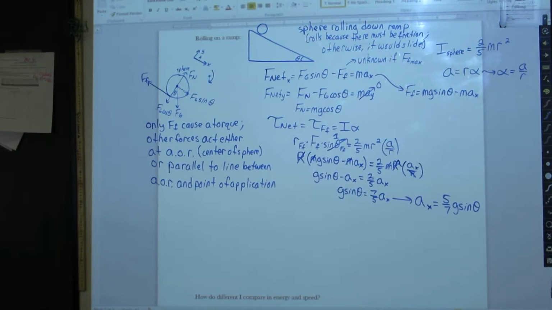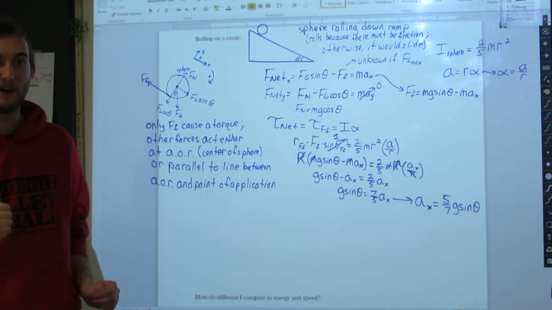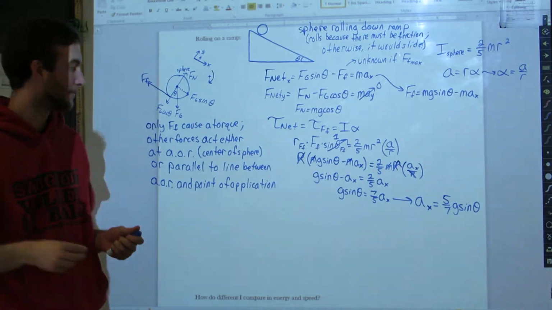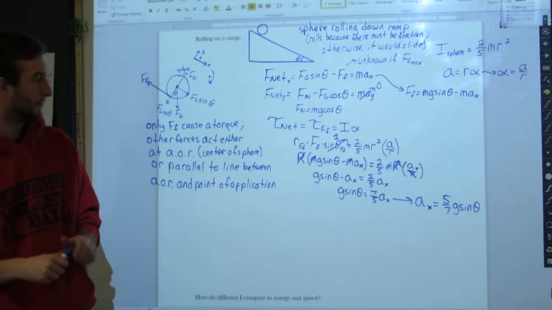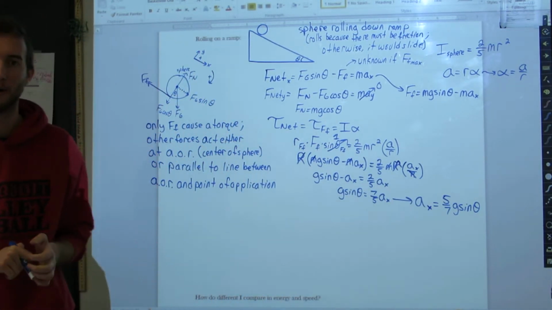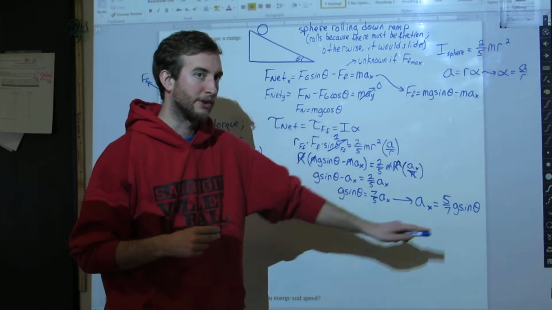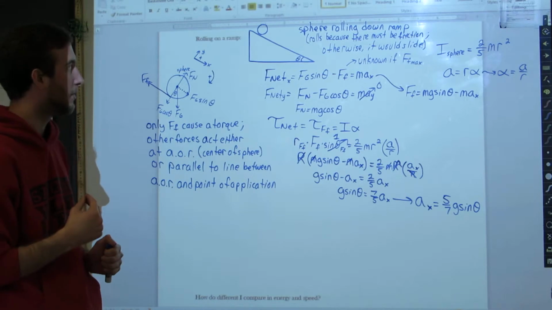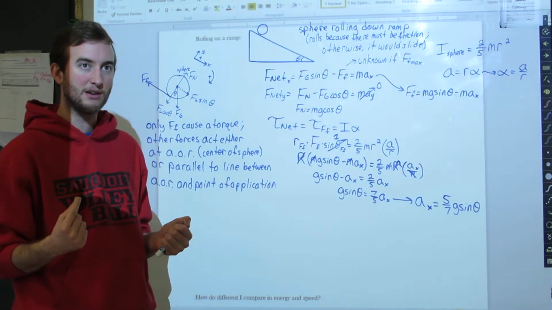So what I want you to remember from this is that back when we did simple ramp problems and found the acceleration of an object sliding down a ramp, the acceleration was just g sine theta. Now it's 5/7 g sine theta for a sphere rolling down a ramp. This goes with what we said. The acceleration is now less. The acceleration is now smaller than it was when an object just slid down. In other words, it picks up less speed.